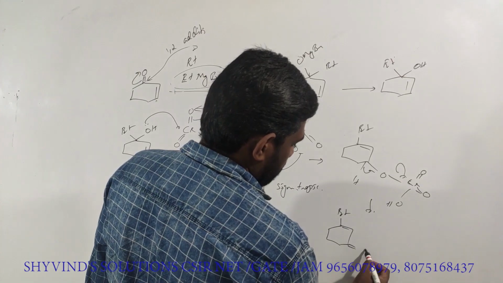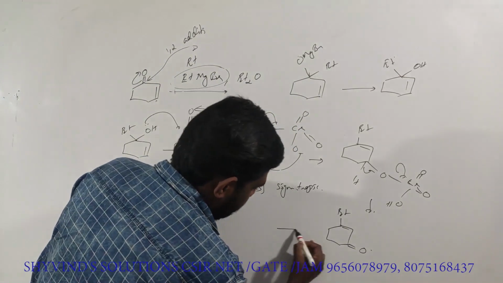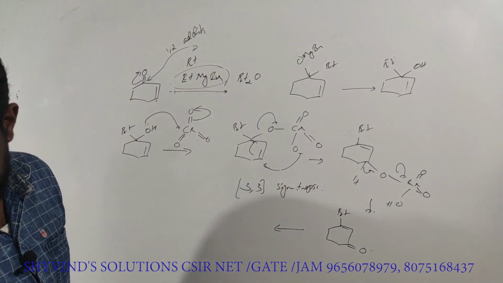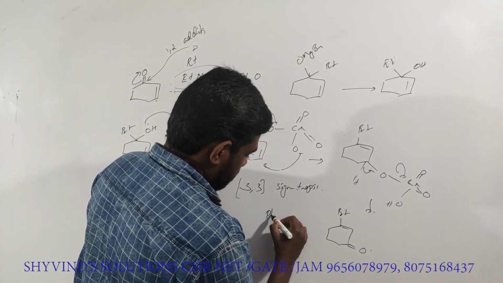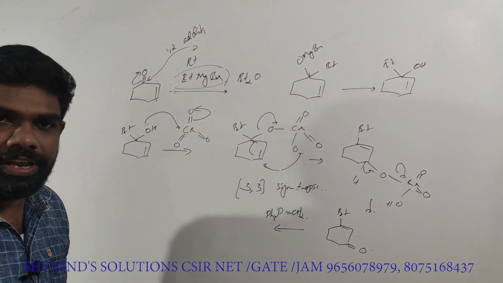Et double bond O. Okay. This is the product you will get. What is the next step? We are treating with Ph3P double bond CH2. This is known as the Wittig reaction.